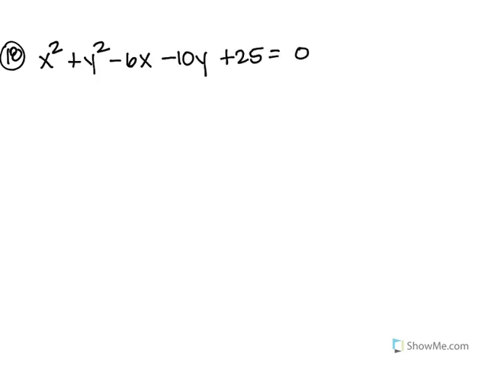Okay? The next part, you have the general form of the circle, and you need to still give me the center and radius, but you're going to have to do a little bit of work to actually find it in the general form. Not hard, but this is where we were doing the completing the square. So on 18, if you have x squared plus y squared minus 6x minus 10y plus 25 equals 0.